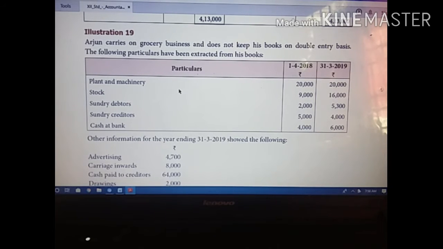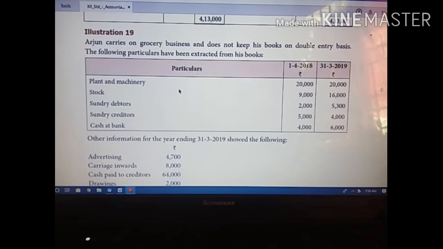First I am going to read illustration 19 step by step. Then I have to find out what is missing and what we are going to find out. This is the books of Arjun. Arjun carries on a grocery business and does not keep his books on a double entry basis. He maintains his books under the single entry system. The following particulars are given here.